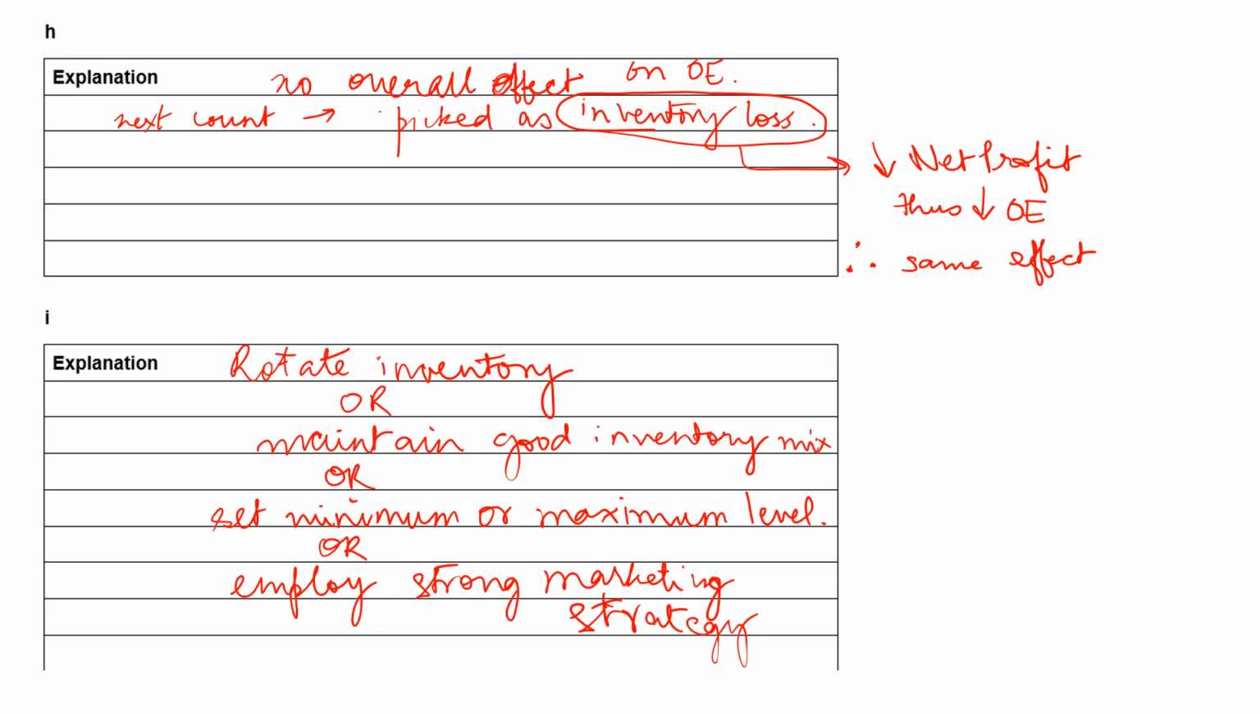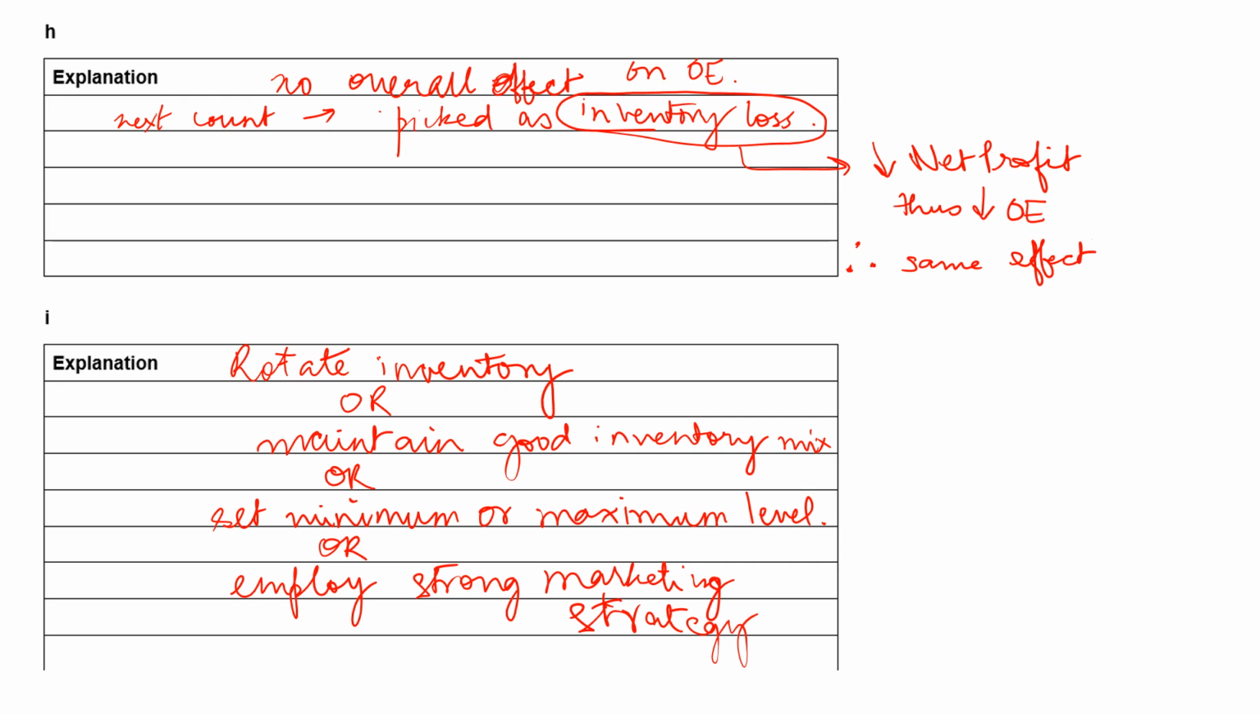32,050. Okay, so part H asks us whether there would have been an impact on the owner's equity if Mario had failed to record the withdrawal of the lamp, and if so, what would have been the effect. Now, overall, there would have been no impact or no effect on owner's equity. Why? Because even if we had failed to record this drawing, in the next physical count, it would have just been picked up as inventory loss, which is an expense. Thus, it will decrease net profit, and in turn, it will decrease owner's equity. Therefore, it will have exactly the same effect.